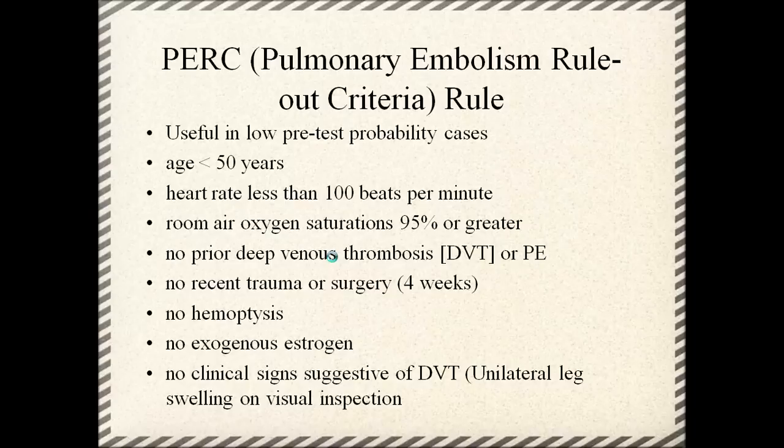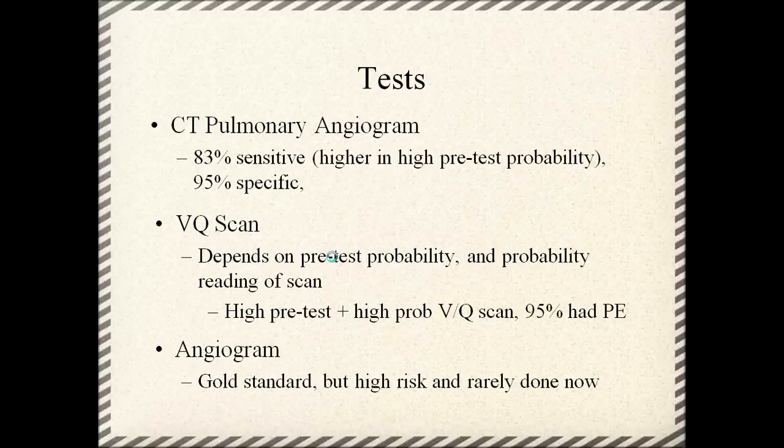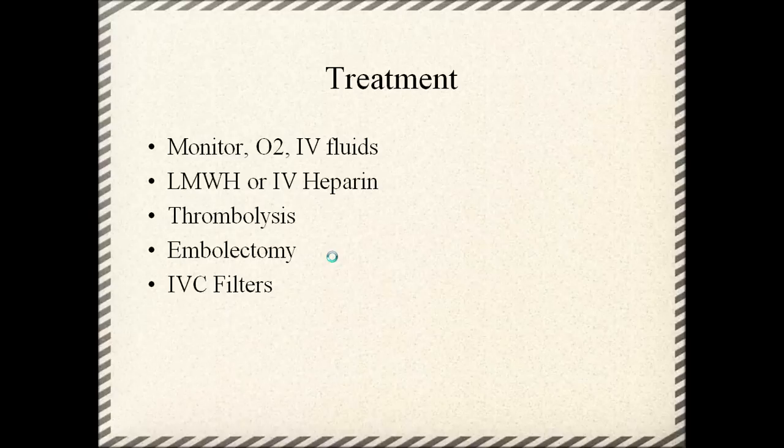The best and most often used test we use is the CT pulmonary angiogram. The VQ scan and the angiogram are sort of standbys that you can use if warranted. And treatment is usually low molecular weight heparin, IV heparin if you're hospitalizing them, or if surgery is imminent. Thrombolysis in massive PE, those cases with hypotension, shock, etc. Embolectomy in some cases, and in patients, let's say cancer patients who will not survive the next PE, an IVC filter is warranted.